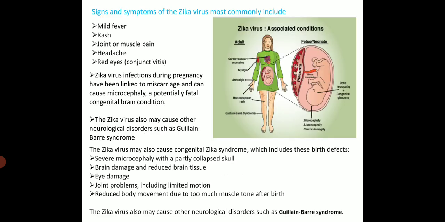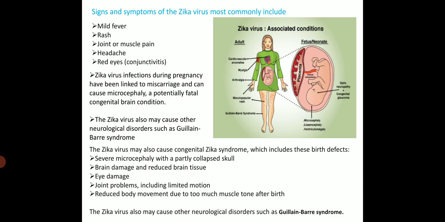Coming to the signs and symptoms of Zika virus, which are mild fever, rashes, joint or muscle pain, headache and red eyes. So Zika virus infection may occur during pregnancy, which has been linked to miscarriage and can cause microcephaly, a potentially fatal congenital brain condition.